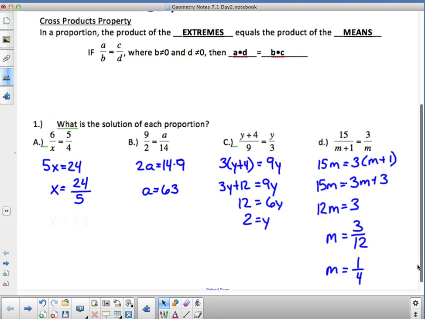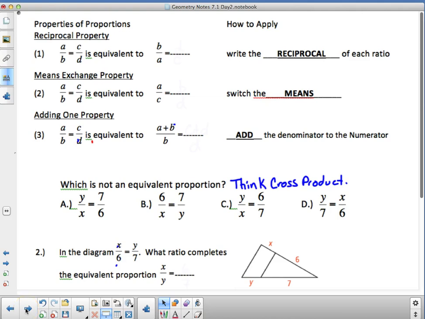Okay, so sliding on. We're looking at properties today. And I probably should have one more property, extremes exchange property, and I'll talk about it when I talk about the means. I'm going to let you guys get these down real quick, and then we'll talk about these.